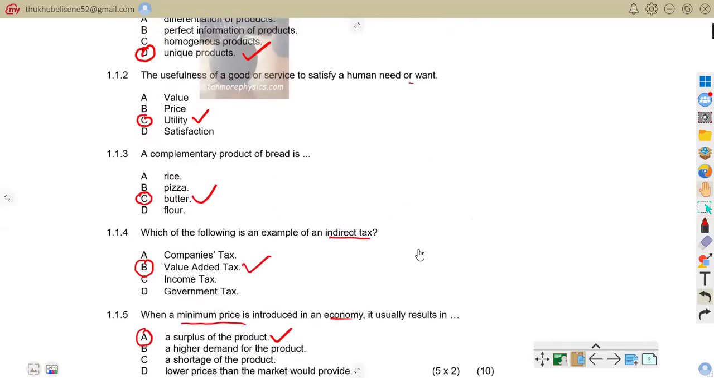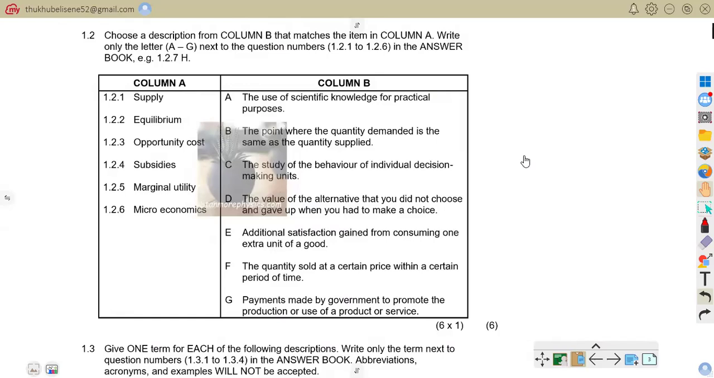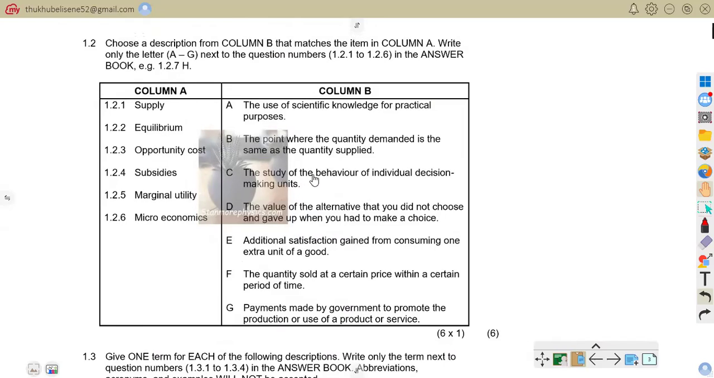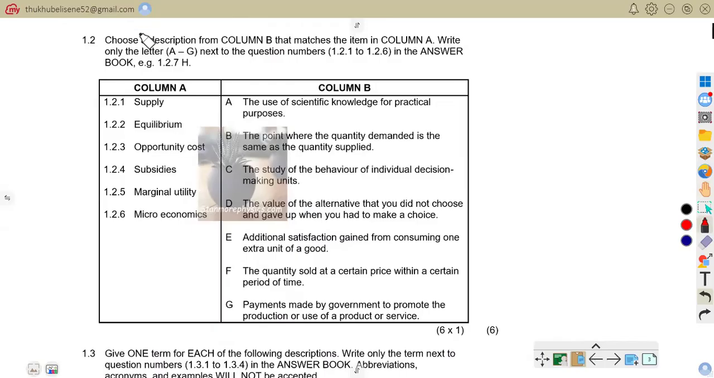Let us now move on to the matching question. So we are going to our matching question, which is 1.2. It says choose a description from column B that matches an item in column A. Write only the letter A to G next to the question numbers 1.21 to 1.26 in the answer book. So for example, 1.27 H.